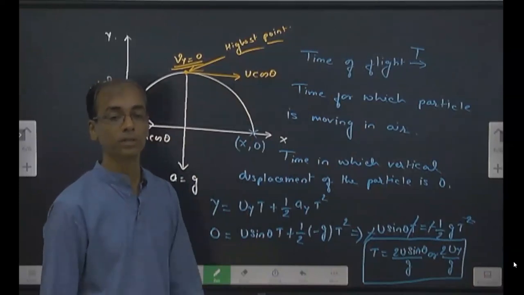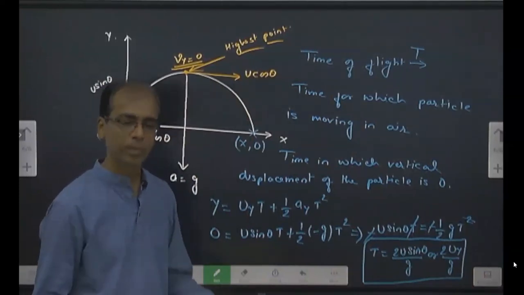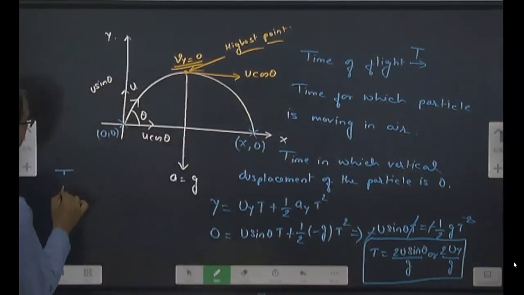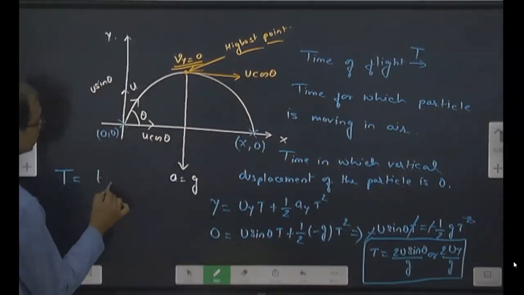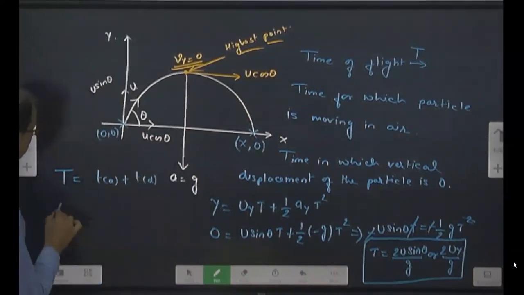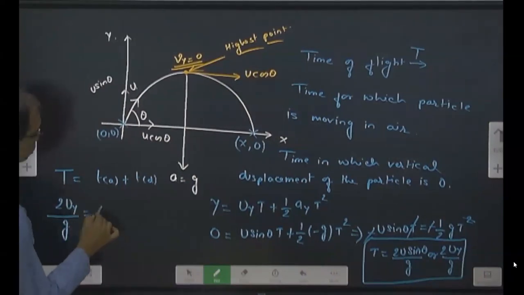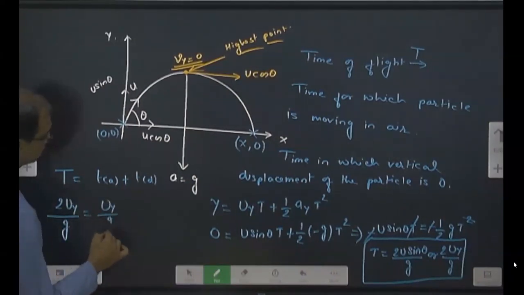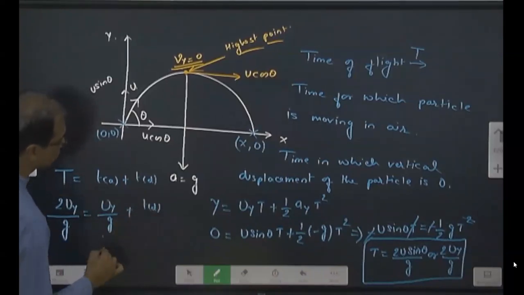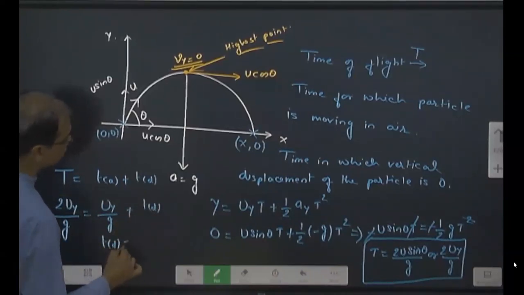So what is time of ascent and time of descent? uy by g. Okay. Time of flight is equal to time of ascent plus time of descent. This is 2uy by g. This is uy by g. Then what is time of descent? That is also uy by g.